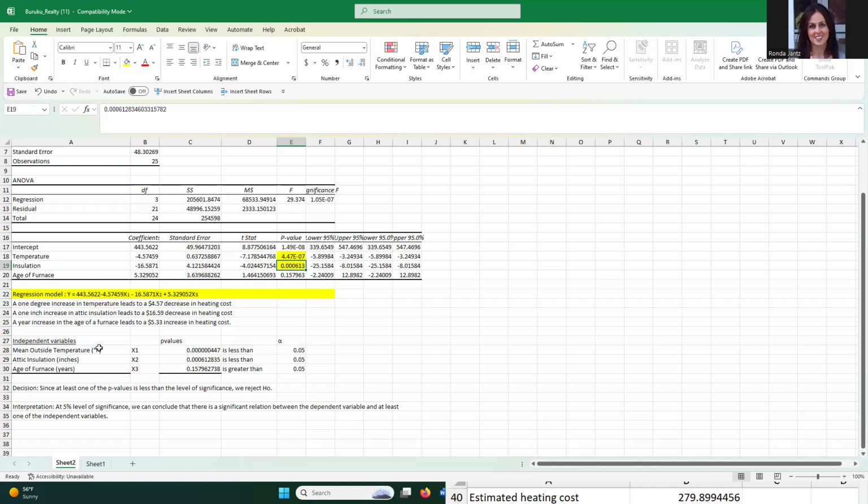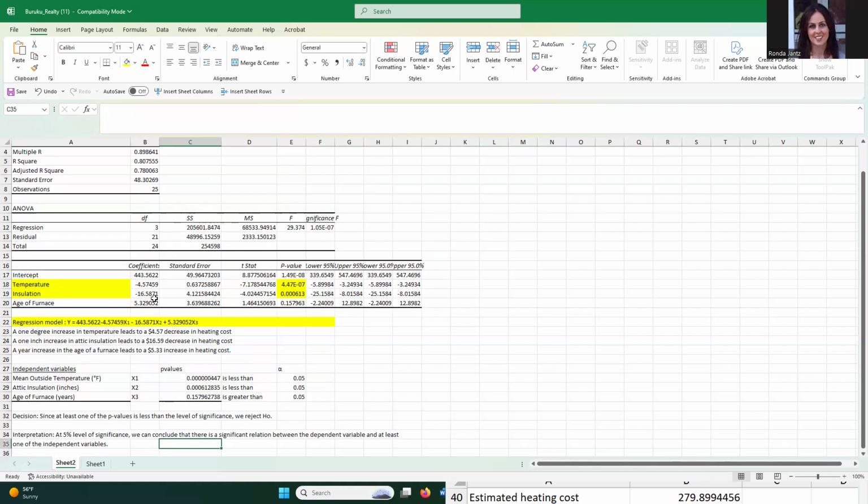I've written it out for you here. Our X1 is temperature, insulation, and furnace. And we're going to go ahead and notice that, yes, we have p-values that are significant, less than 0.5. Age of furnace is greater than 0.5. So our model is significant. These are our variables that impact our heating costs right here, temperature and insulation. So obviously temperature is easy for anywhere, but insulation I thought was very interesting as well, just because I think sometimes we can underestimate how much insulation can help us.